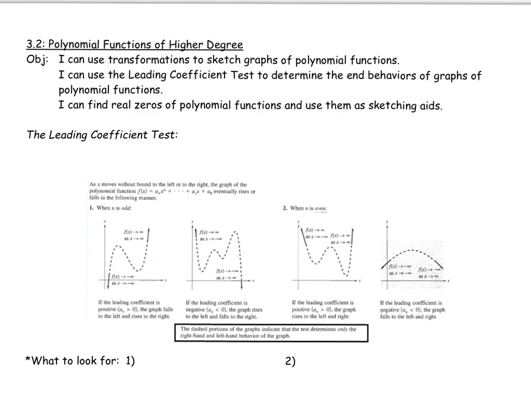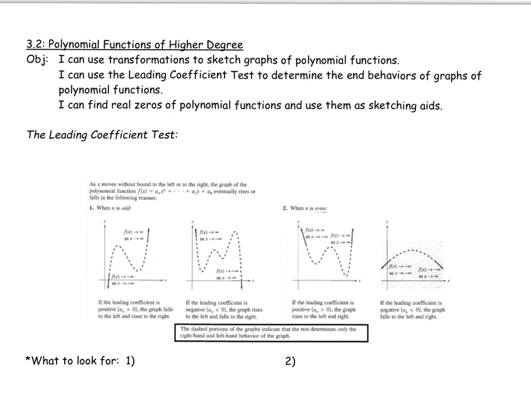Lesson 3.2 is titled Polynomial Functions of Higher Degree. In this lesson, we'll take a look at some of the ideas of quadratics and apply them to higher ordered polynomials. The first thing we're going to do is look at what's called end behavior. What happens on the left side of the graph and the right side of the graph as x goes towards negative infinity and positive infinity.